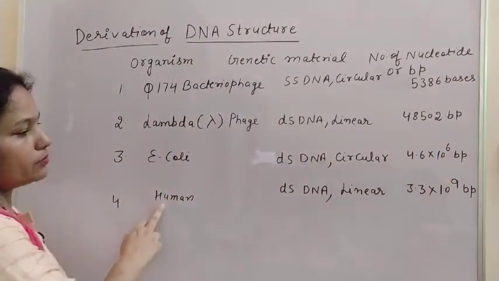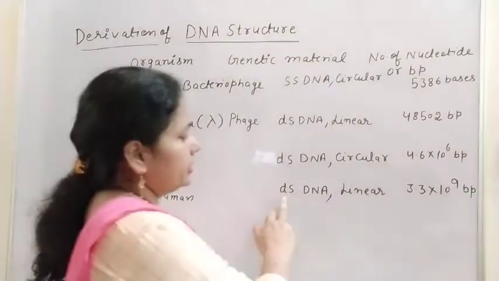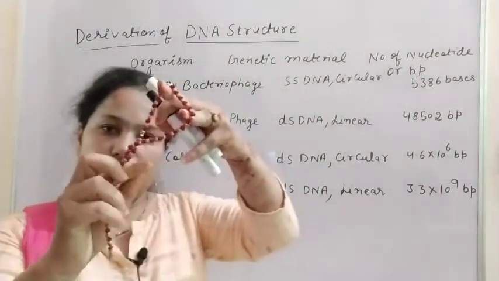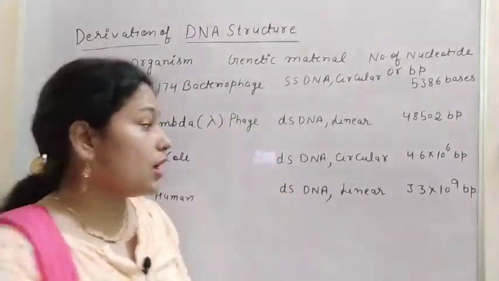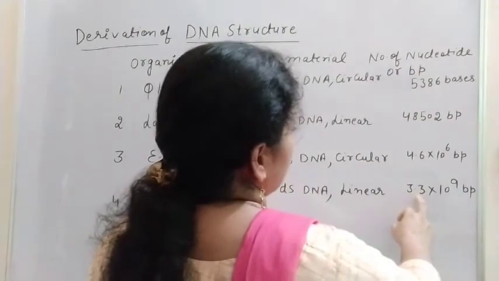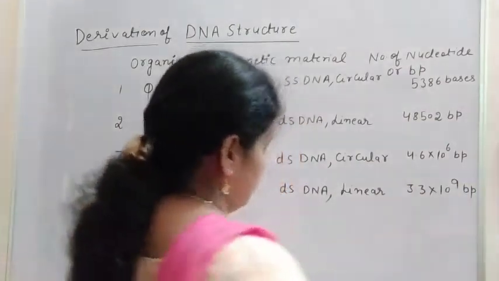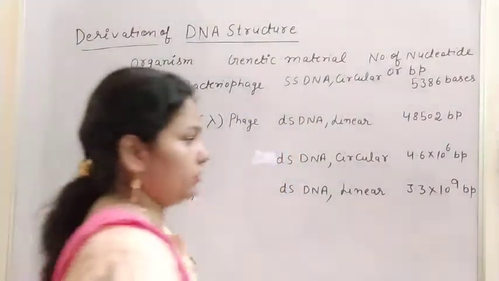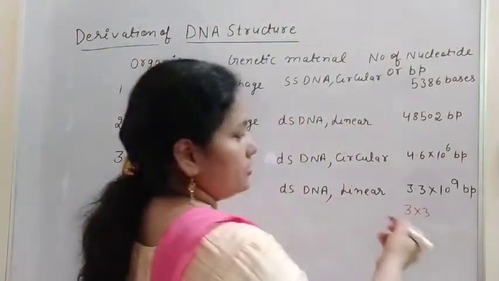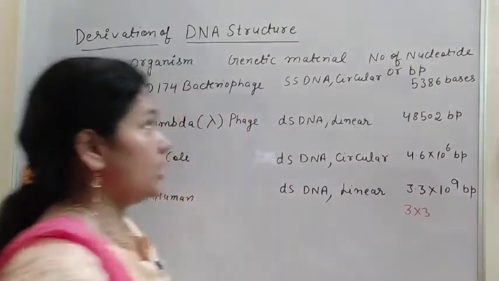In case of human beings, the double stranded DNA is present like this, and the number of nucleotides is 3.3 into 10 to the power 9. Here you have to learn only one thing, 3 3s, that is 9. So 10 to the power 9.